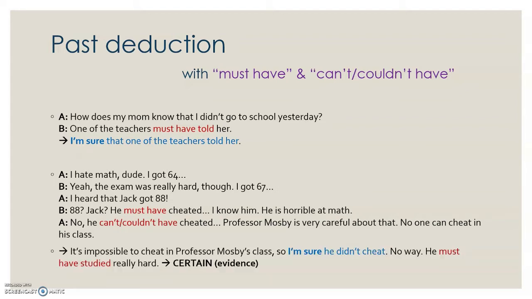When I have strong evidence, I can use must have or can't, couldn't have. I use must have in affirmative sentences and can't, couldn't have in negative sentences. So, can't, couldn't have is the negative form of must have.